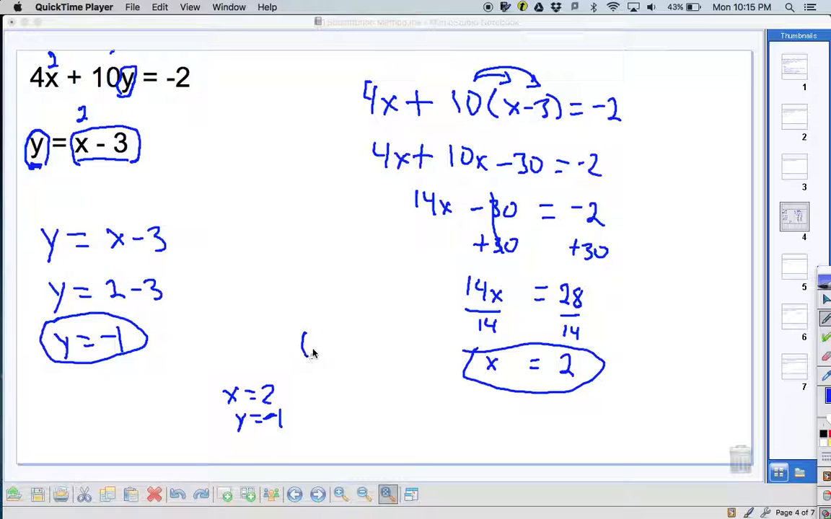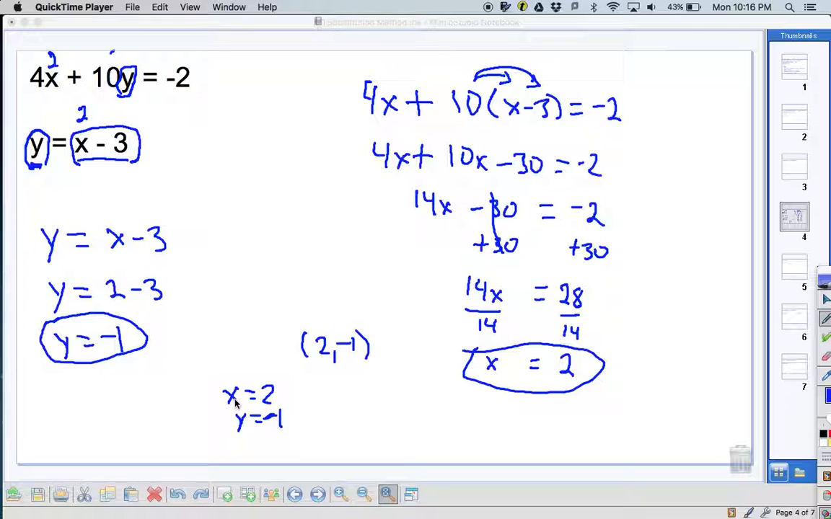Sometimes I write it as a point. If you want to write it as a point, it would be 2 comma negative 1. That's also okay, because remember we have x and then y. If you're going to write it as a point, make sure you have x first and then y second. You cannot have this reversed. If you write them out separate, where you have x equals, y equals, you could reverse them.